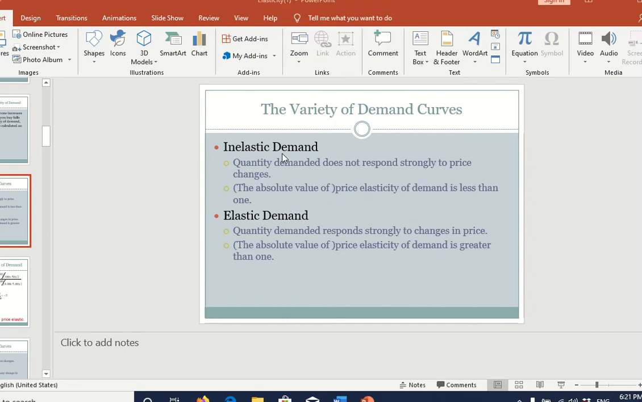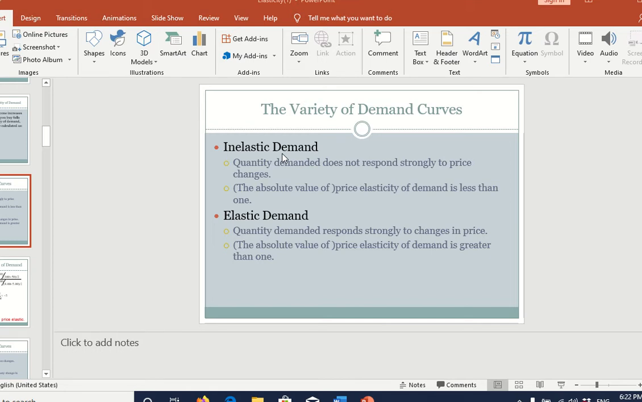We're gonna get familiar with some of the terminology. So first, let's look at inelastic demand. Loosely speaking, when we don't have numbers, when we don't have calculations, when we say a demand is price inelastic, what that means is quantity demanded does not respond strongly to price changes.